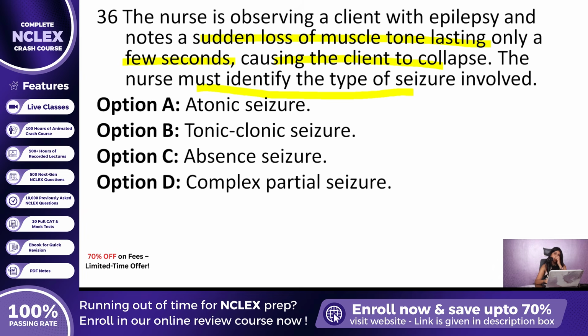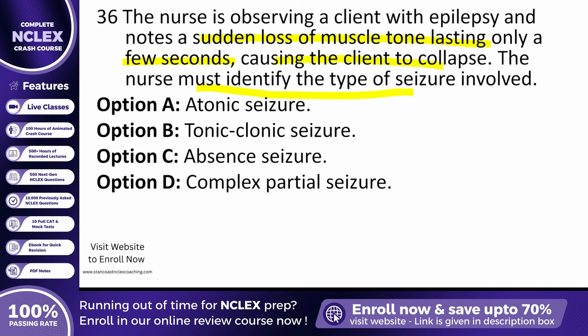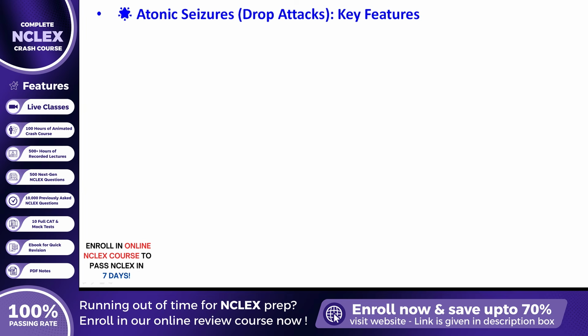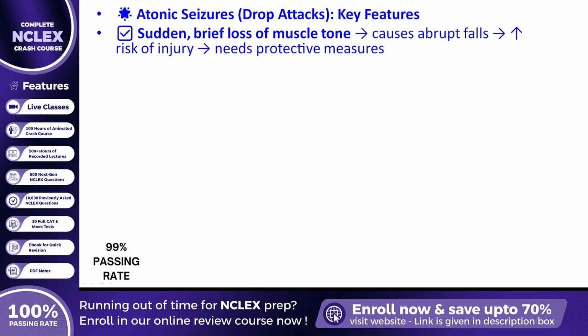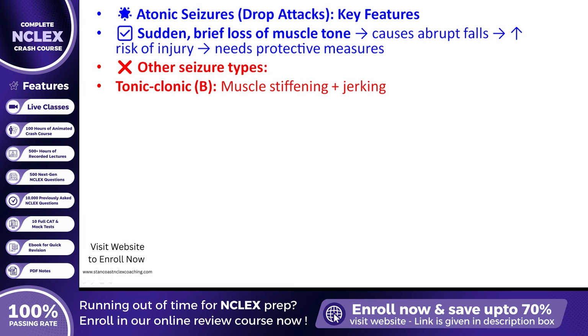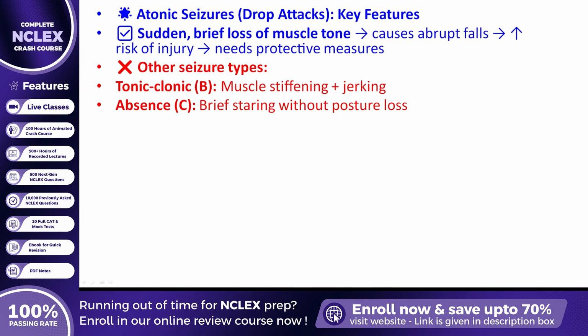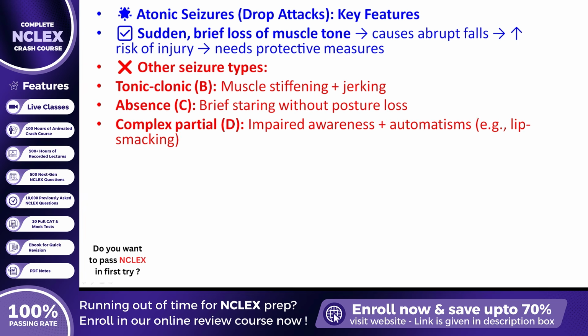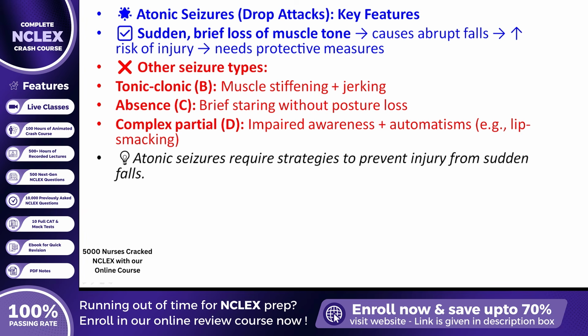The correct answer is Option A, atonic seizure. Here is why. Atonic seizures, sometimes called drop attacks, involve a sudden and brief loss of muscle tone that leads to the client falling and poses a high risk of injury. In contrast, tonic-clonic seizures, as seen in Option B, involve muscle stiffening followed by rhythmic jerking. Absence seizures, noted in Option C, are brief staring episodes, typically without loss of posture. Complex partial seizures, as in Option D, involve impaired awareness with automatisms like lip smacking. The key point is that atonic seizures can cause abrupt falls and require protective measures to reduce injury risk.